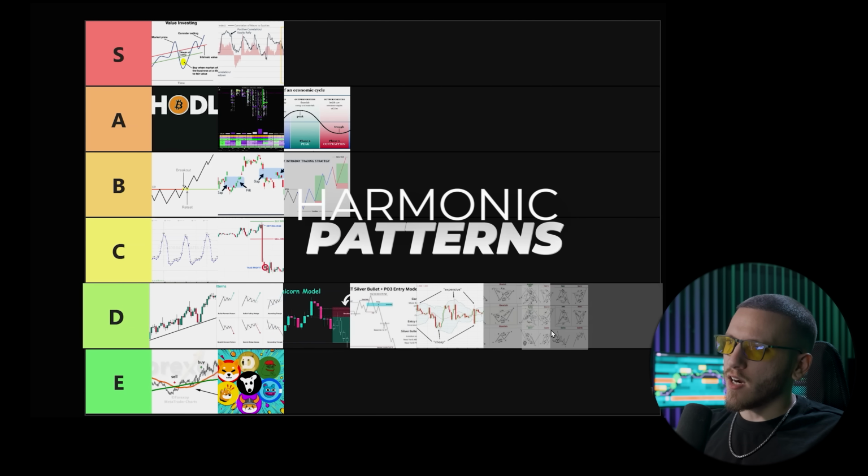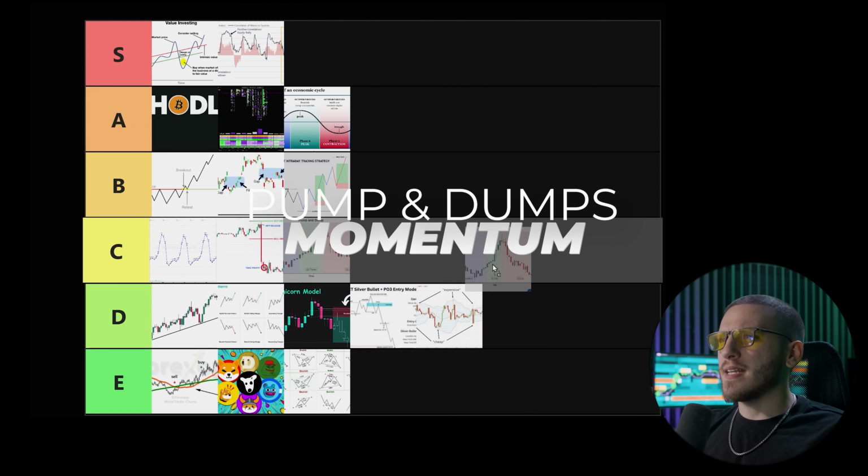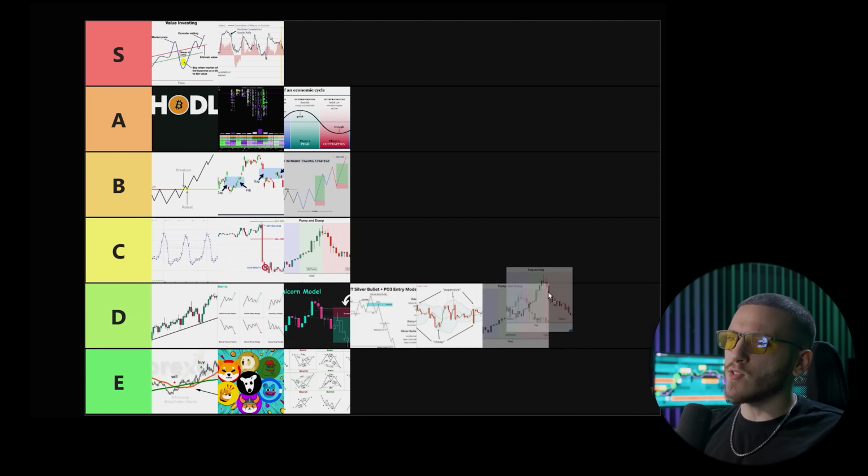Bollinger Bands reversals, just trading it by itself, is a D tier, I'm sorry. Just as much as harmonic patterns, that's actually an E tier for me. Magic numbers, magic patterns, they just don't work by themselves. Then we move on to pump and dumps. I would give it a C to D tier.